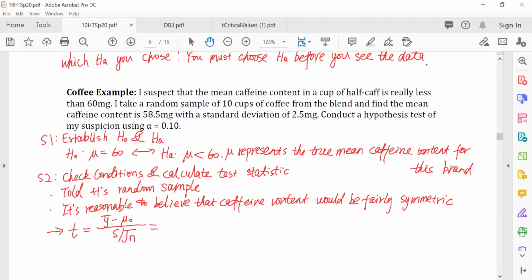Y bar is your sample mean. Your sample has a sample mean of 58.5, and mu null is this 60, divided by the sample standard deviation 2.5 over the square root of 10.